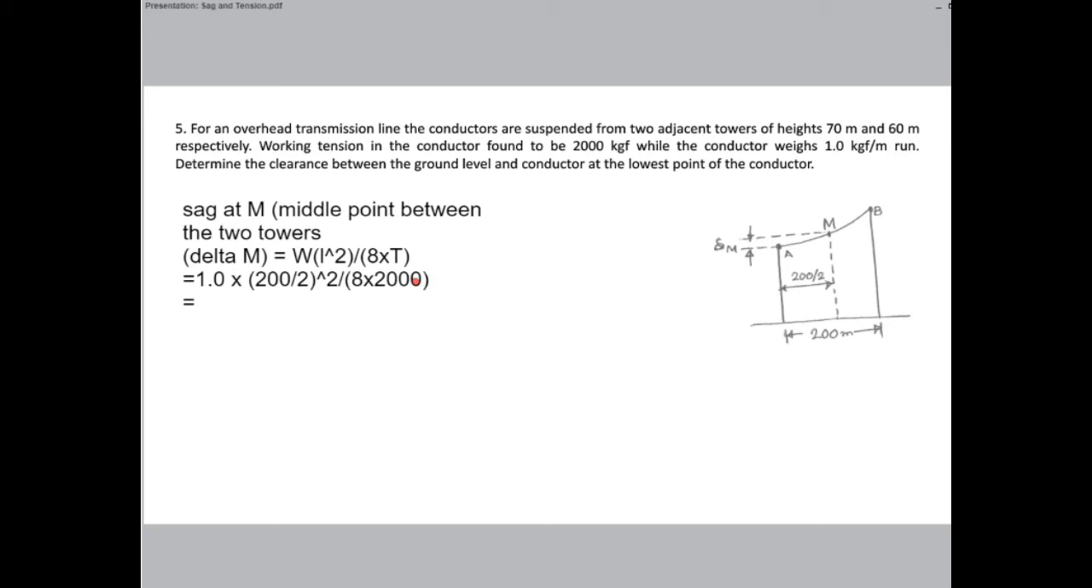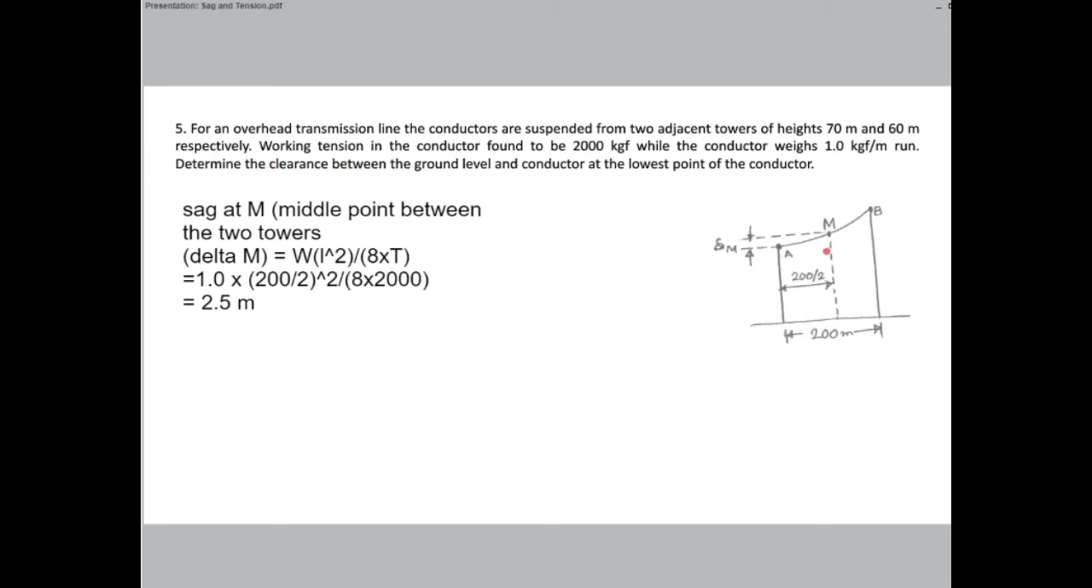So now you should have the value of it. Find out the value. What's the delta M? Yes, 2.5 meters.